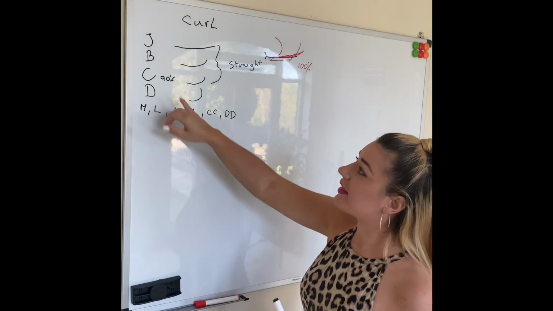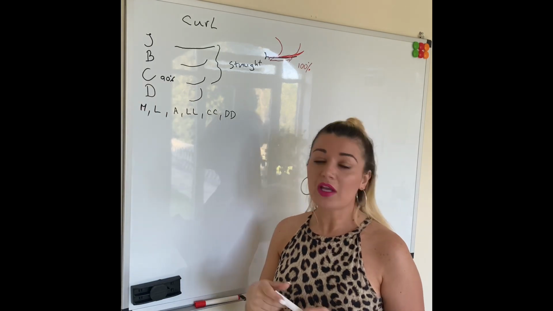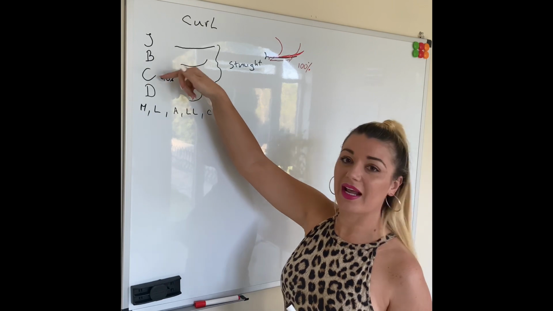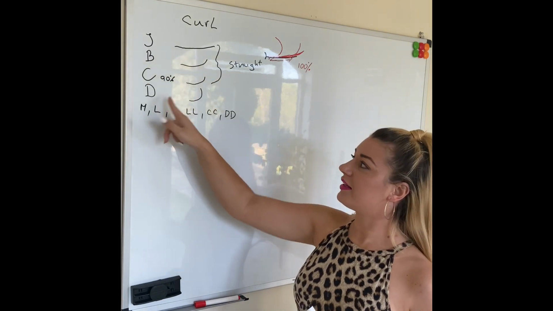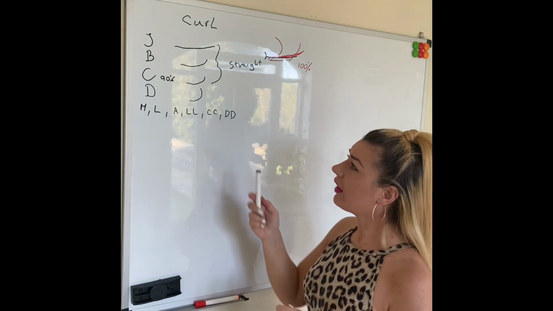Also, like I said, most in the industry you would have clients suitable for a C curl. So I would be mixing, probably for this client, I would be mixing C curl with the D curl. D curl you can put in the outer corner so it stands out a little bit more.